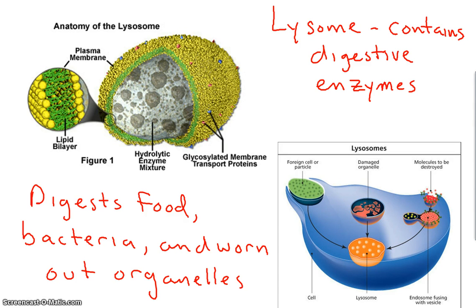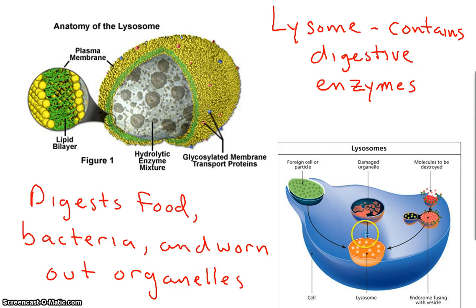So lysosomes are basically small sacs that contain digestive enzymes, and if we look in the upper left here, the membrane, it has a plasma membrane. If you look, it's a lipid bilayer. It's a single layer, so unlike the chloroplast and the mitochondria we looked at last time, this one only has a single layer, but inside are these enzymes, and they're hydrolytic. It means they're going to be digestive. They're going to break things down. So they digest food, bacteria that they might engulf, and worn out organelles.